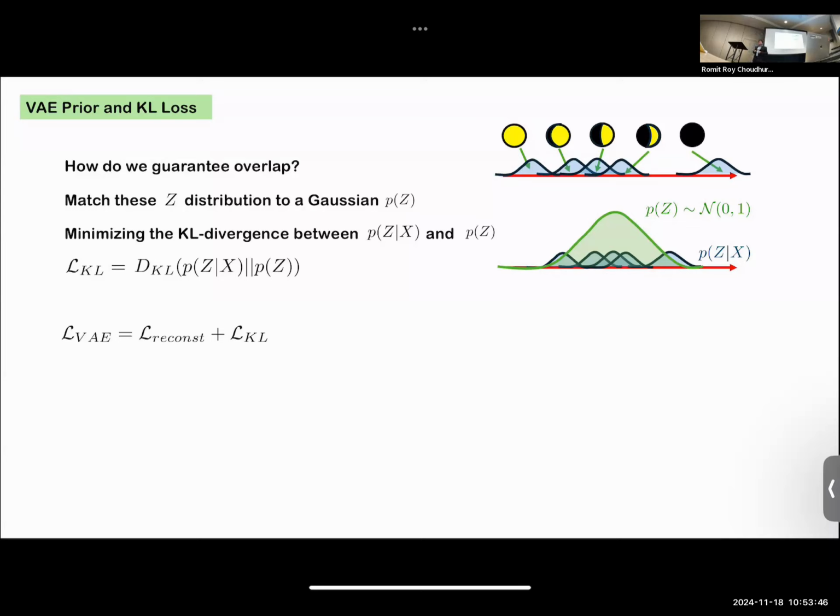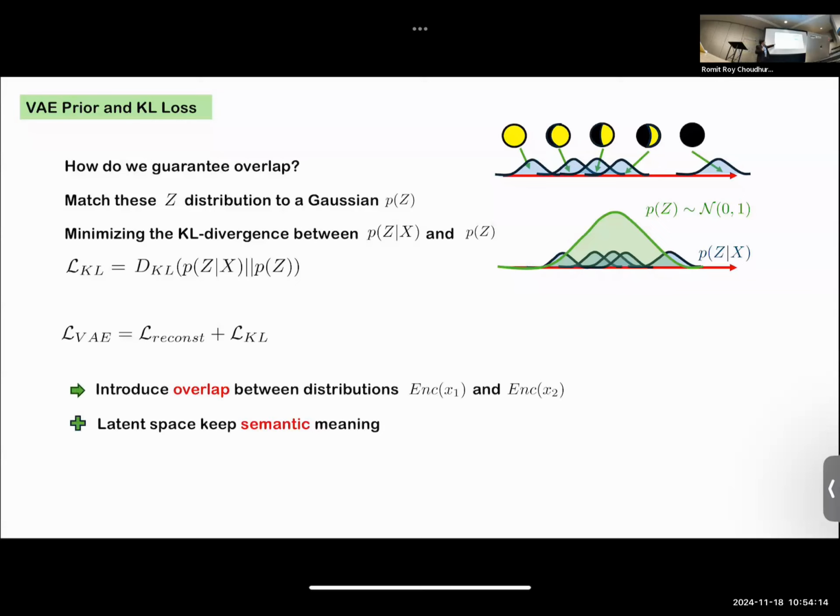KL divergence basically tells you the difference between two distributions. If you minimize the KL divergence, the two distributions should come close to each other, as close as possible. Hopefully later we will see how it's derived. But now you can see VAE actually optimizes two errors. One is the reconstruction loss. The other is the KL divergence. And that's how we train VAE.